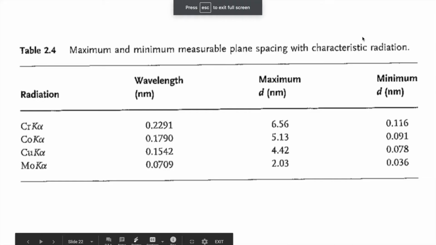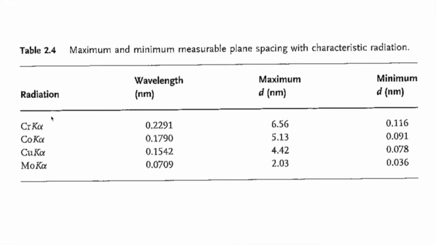Okay, so this is table 2.4, and it shows a number of different common radiation types that are used in the X-ray diffraction community. So chromium, cobalt, copper, and molybdenum, all of those, the K alpha, because that's the most intense, because it's the most probable transition. It gives you the wavelength in nanometers, although I will say that angstroms is a lot more common, so you might see that.